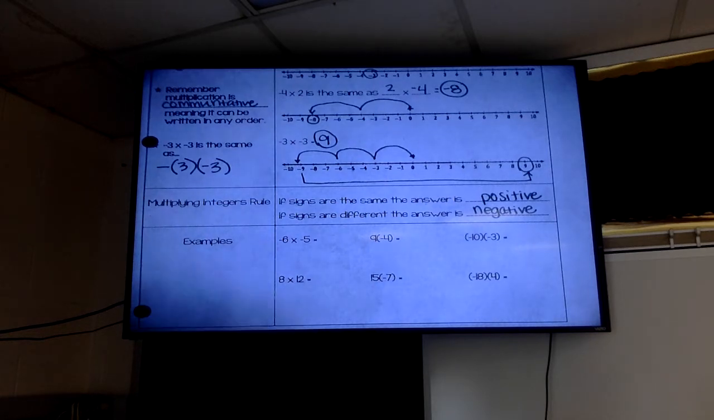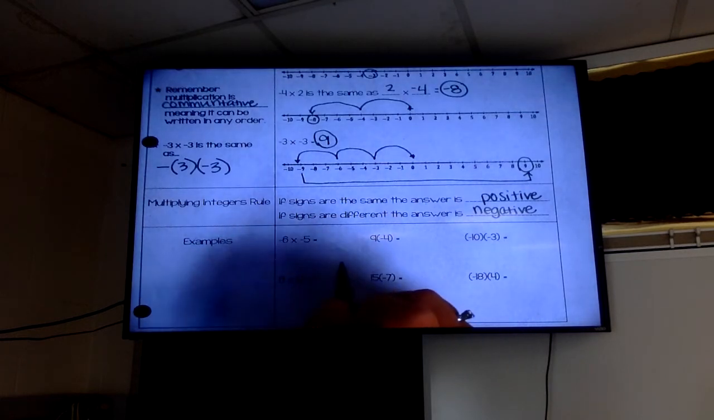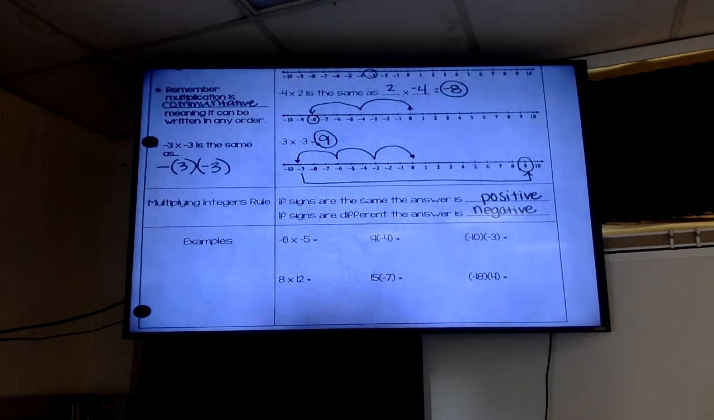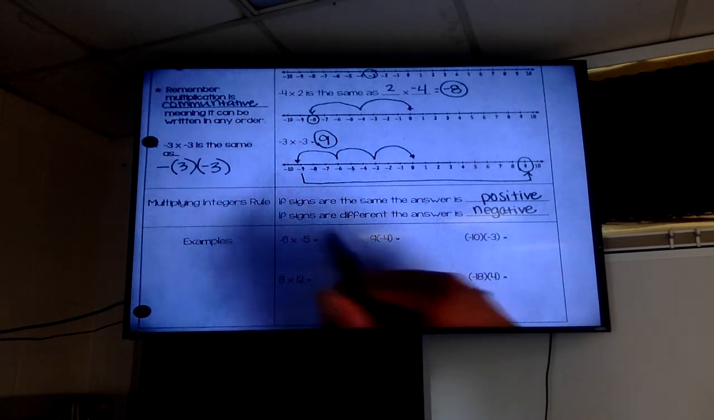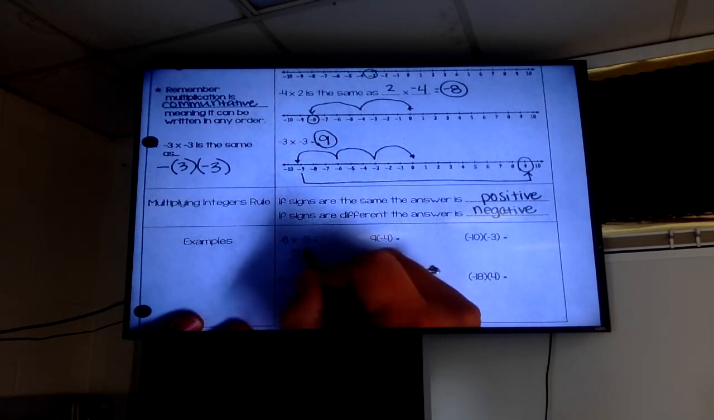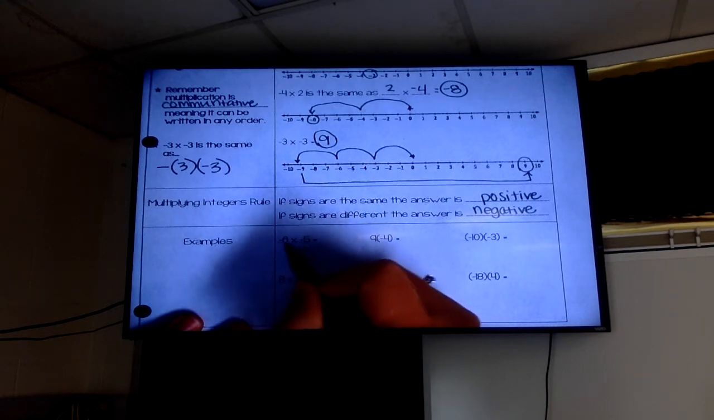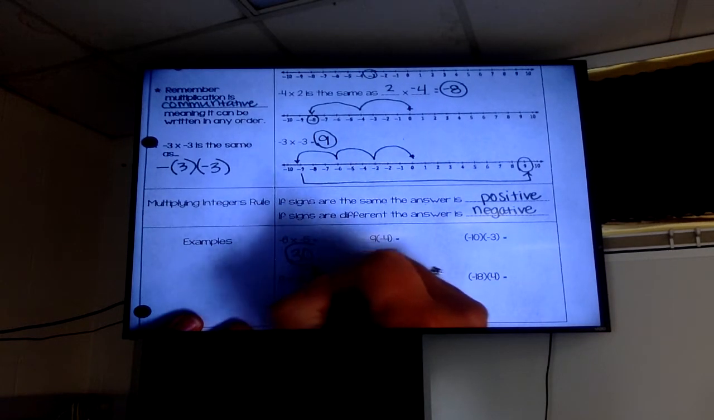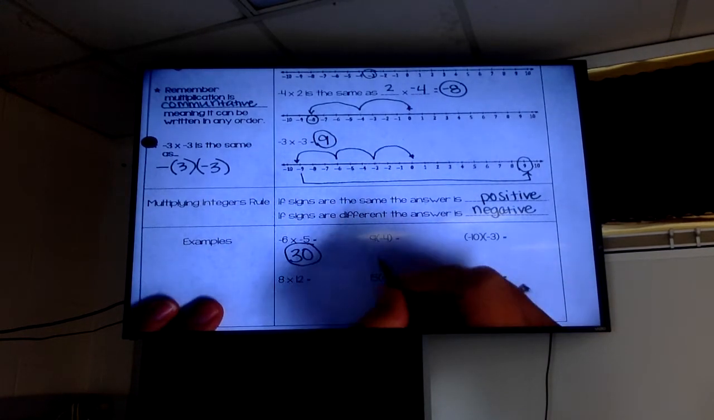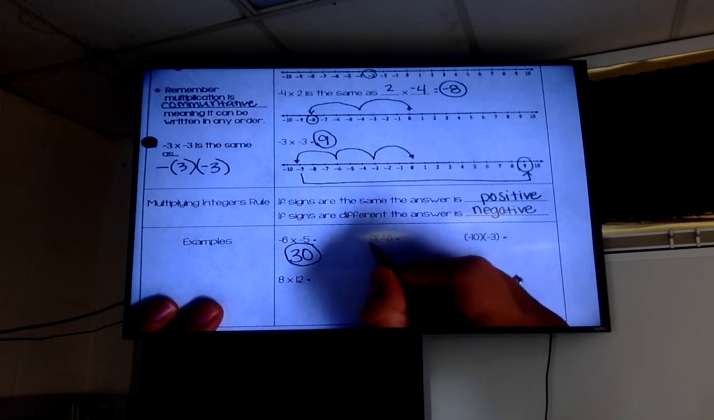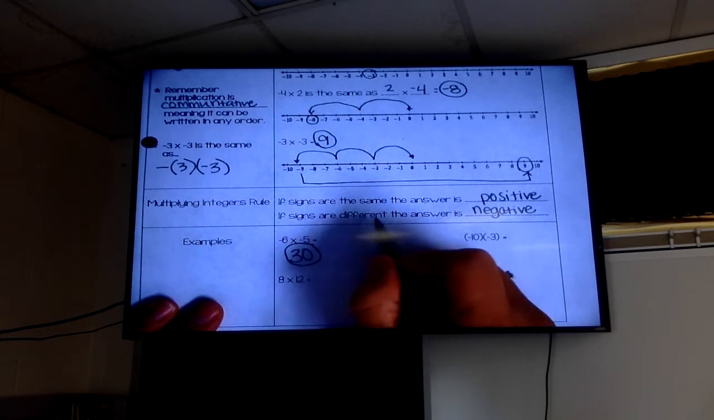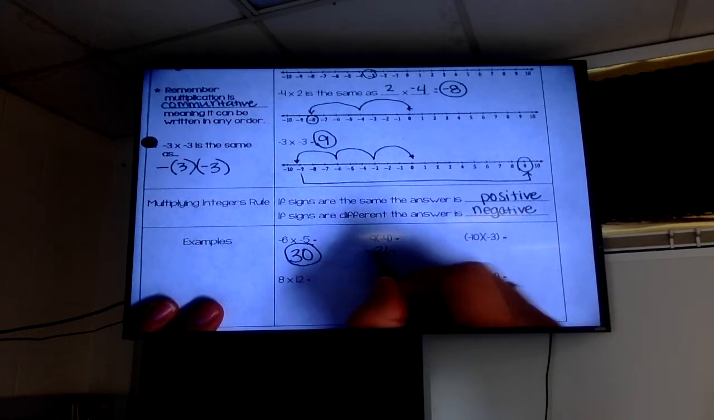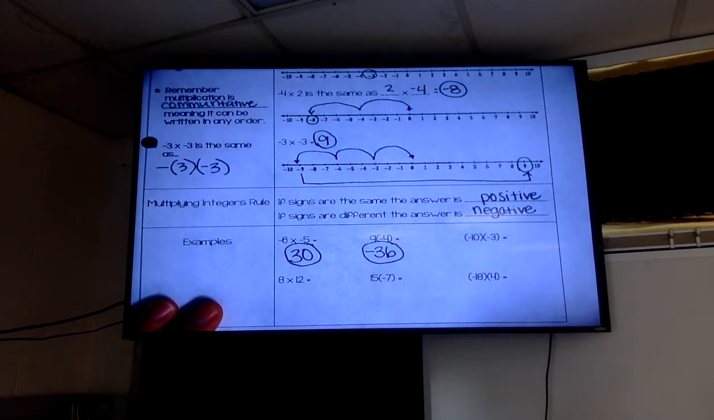So let's try some examples. If it were me, I would do the solving first, ignore the sign, and then figure out what the sign would be. So 6 times 5 I know is 30. My signs are the same, they're both negative. My answer is positive. So my answer is positive 30. This says 9 times negative 4. Again, remember, a number right next to parentheses means to multiply. So I would say 9 times 4 is 36. My signs are different in this case, so my answer is going to be negative. 9 times negative 4 is negative 36.